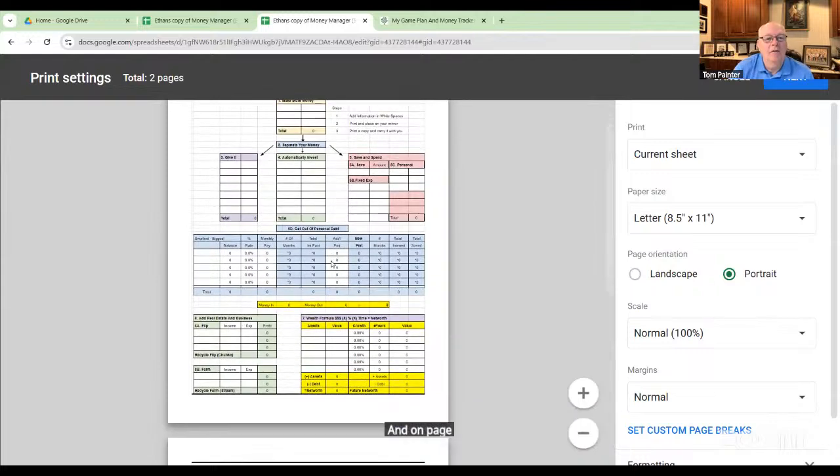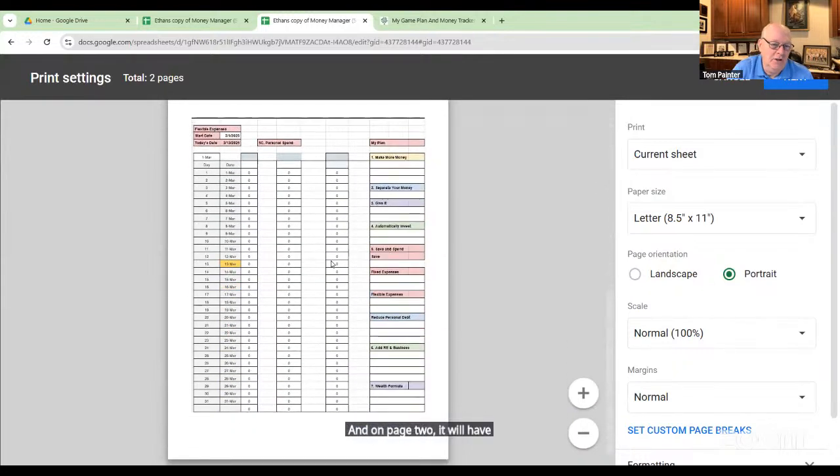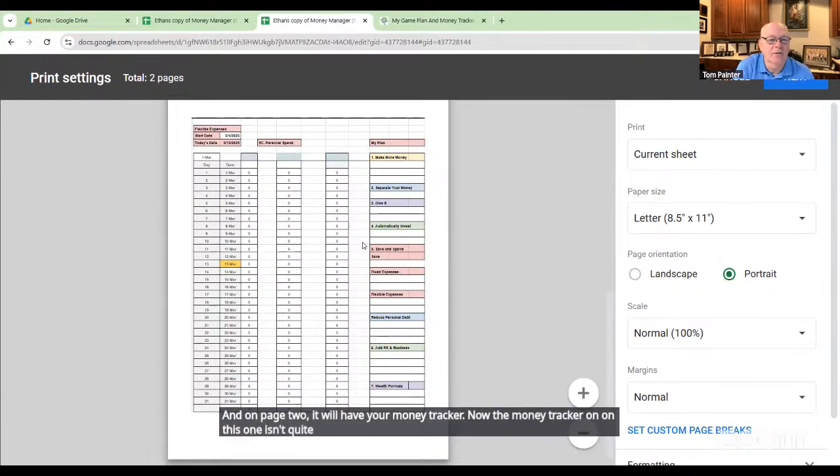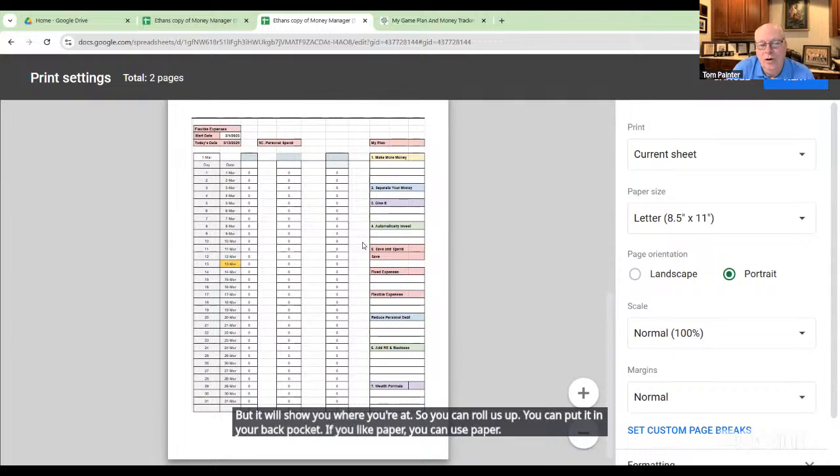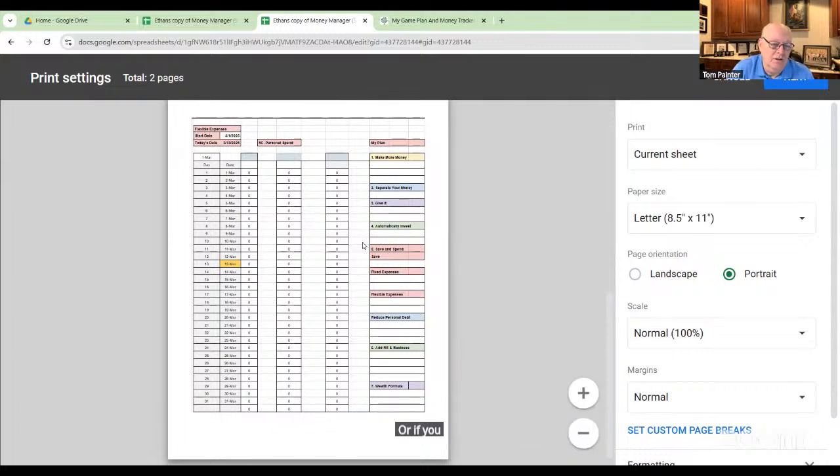Now, what's cool about this is that you can also print this, and then on page 2, it will have your money tracker. Now, the money tracker on this one isn't quite as elaborate as it is on your phone, but it will show you where you're at. So you can roll this up. You can put it in your back pocket. If you like paper, you can use paper. Or if you like to just run mobile, then you just use tab number 1. Okay, so that's the difference between the two of those.